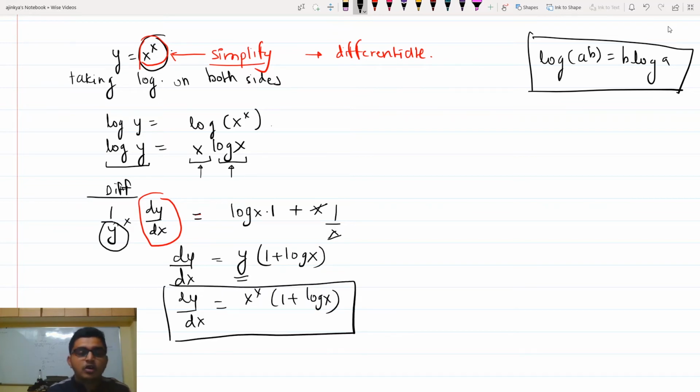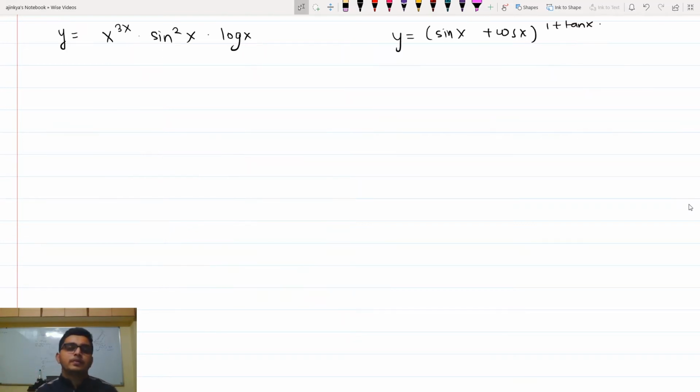So this is your very basic and very simple example of how to use logarithmic differentiation. Now we'll see a few more examples. Okay, now I'm going to specifically tell you how you can know when to use logarithmic differentiation, when to use chain rule, when to use inverse trigonometric functions differentiation and other stuff.